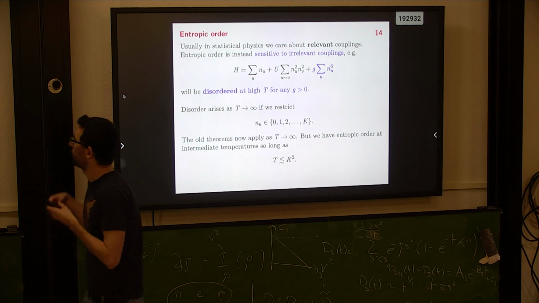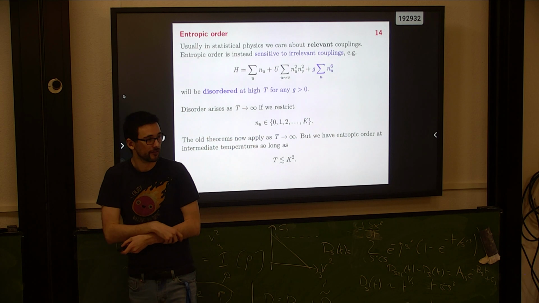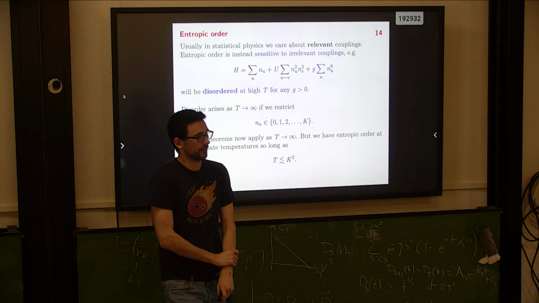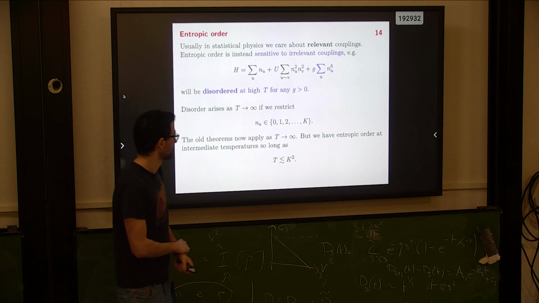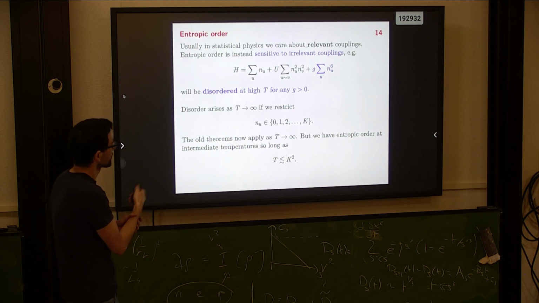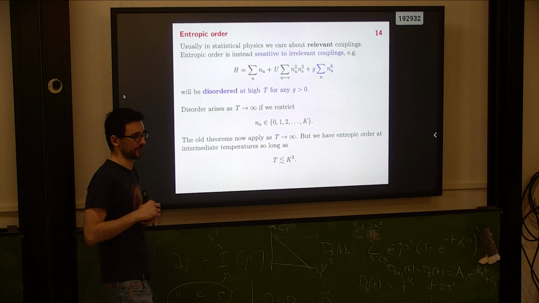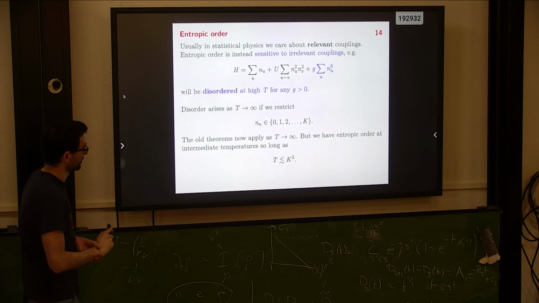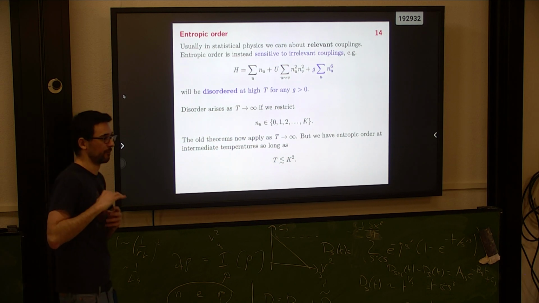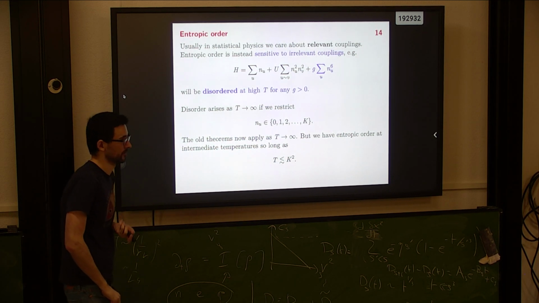Now you could ask what happens if we cap the number of fluctuations. The conditions of our theorem now apply, and so we will never order at arbitrarily high temperature. But of course, the temperature at which the order is lost will scale with the size of the cutoff. So I think in this bosonic lattice gas, you would get up to a temperature of order k squared before you see disorder again if you cap the number of bosons at k.